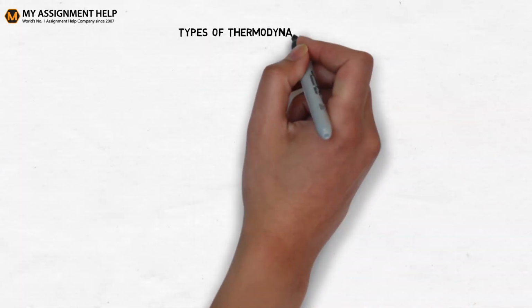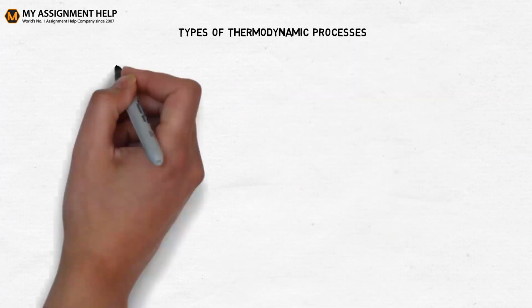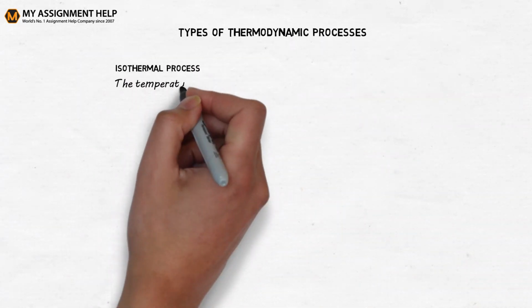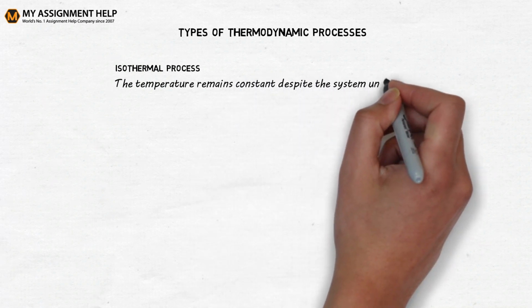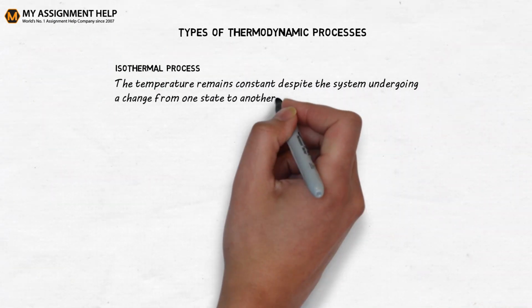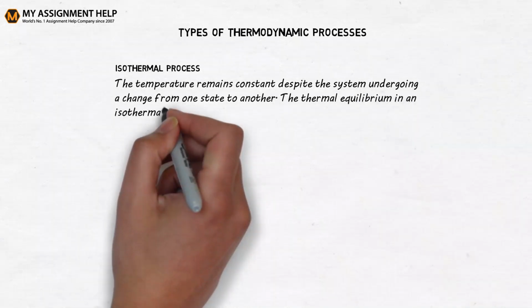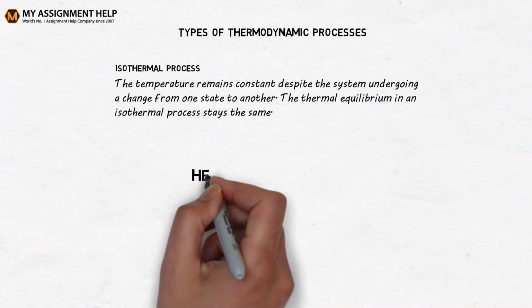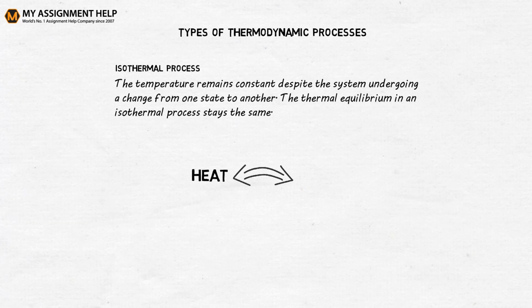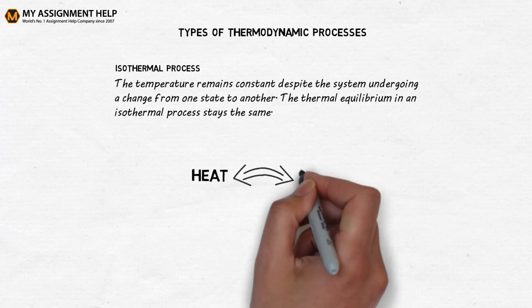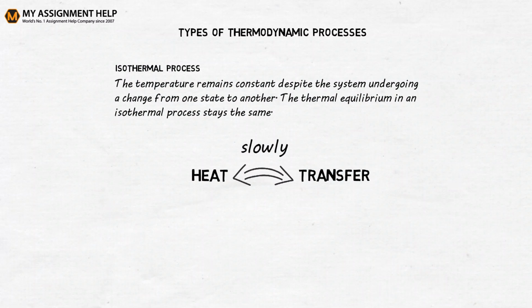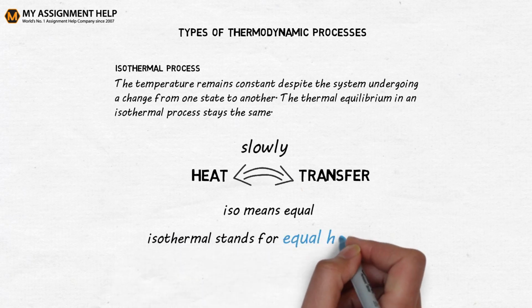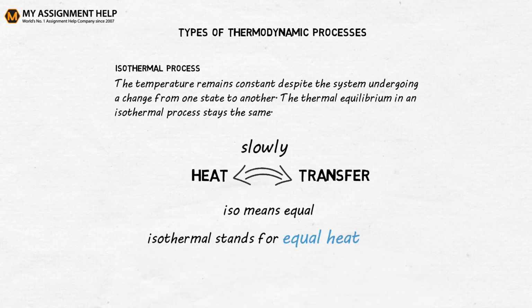Types of thermodynamic processes. Isothermal process. The temperature remains constant despite the system undergoing a change from one state to another. The thermal equilibrium in an isothermal process stays the same. Now ask me why? It's because the process of heat transfer into or out of the system takes place very slowly. The term iso means equal. So, the term isothermal stands for equal heat. It defines the entire functionality of thermal equilibrium.